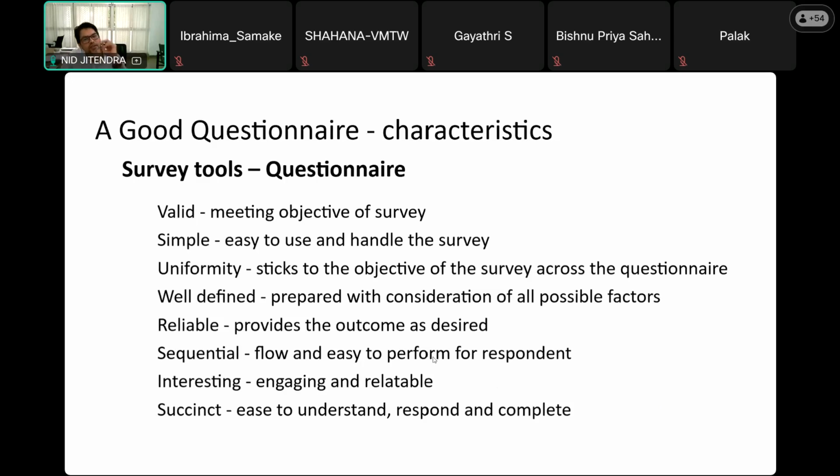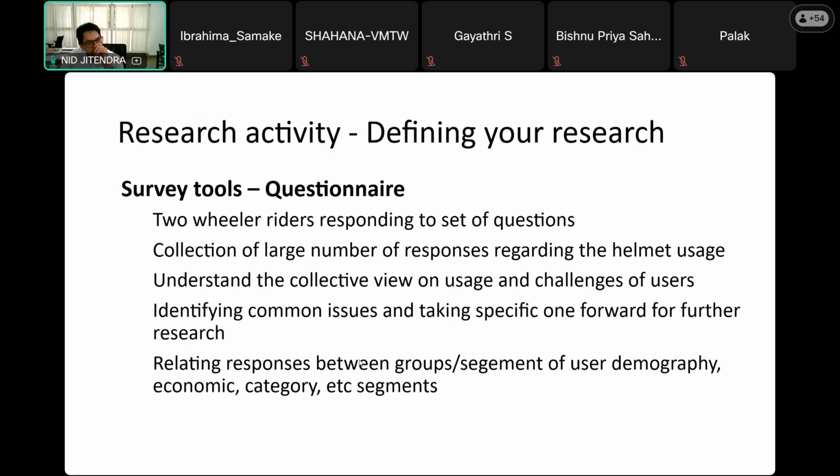Then survey tools and questionnaires in terms of bike respondents.